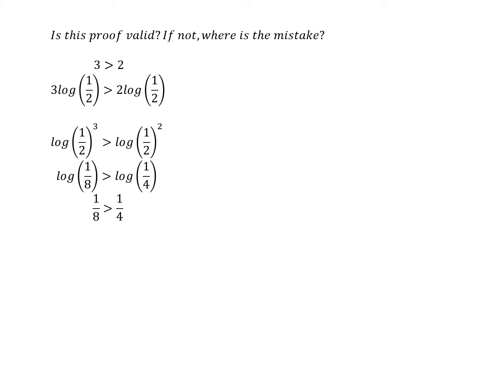Well, looking at the starting point for the proof, the starting point is that 3 is greater than 2. Well, nobody can argue with that. It's a good starting point. But after all of these so-called mathematical steps, we end up with the conclusion that 1/8 is bigger than a quarter. Something must have gone wrong because 1/8 is clearly not bigger than a quarter.